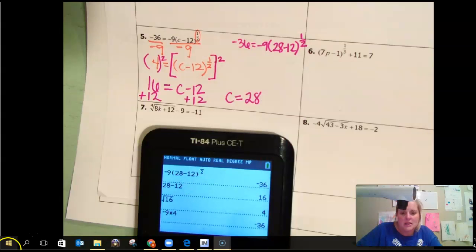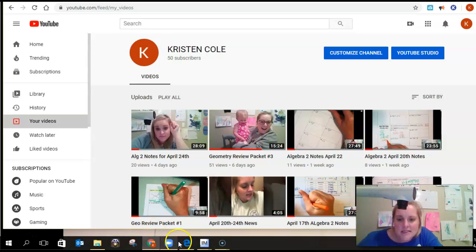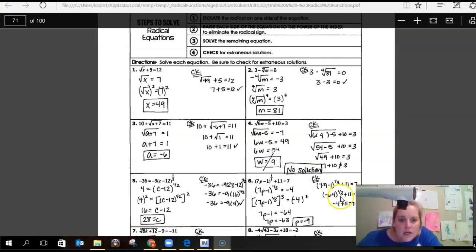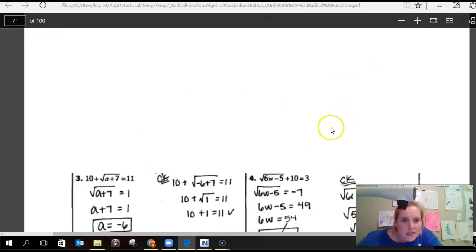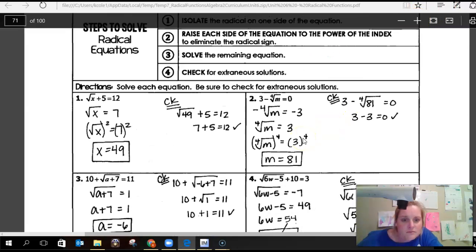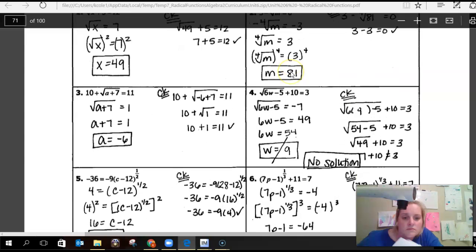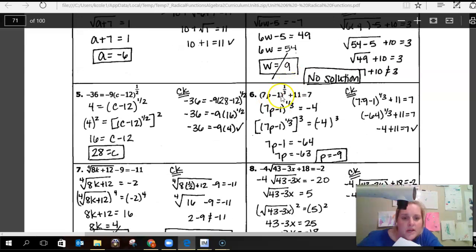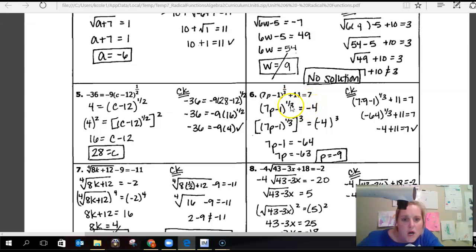Okay, let's flip over and look at number 6. That's us. There's number 6 down here. Let me zoom in. Okay, so on number 6, you can see we got to get rid of that 11 first. You subtract that, it gives you negative 4. To get rid of the 1/3, you raise it to the 3rd power on both sides. That cancels that out, leaves you with 7p minus 1 equals negative 64. Add 1, negative 63, divide by 7, that gives you negative 9. You have to come back in here, perform the check.